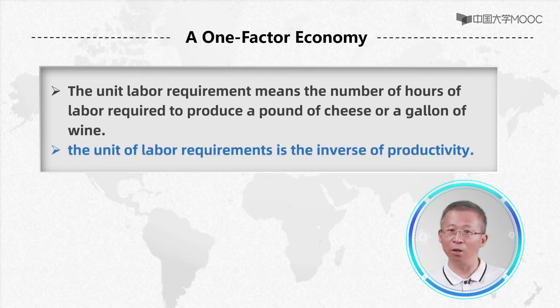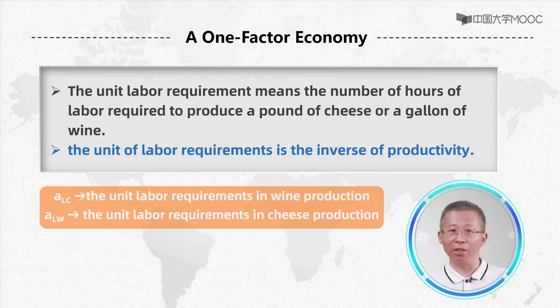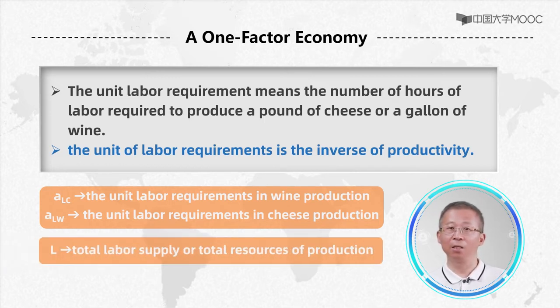Note, the unit labor requirement is the inverse of productivity. The higher the unit labor requirement, the lower the productivity. We define aLC and aLW as the unit labor requirements in cheese and wine production, respectively. L represents the total labor supply, or total resources of production.